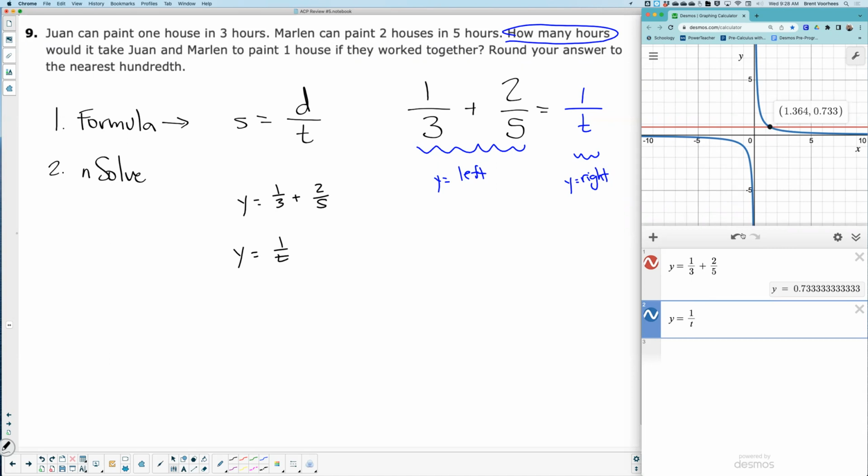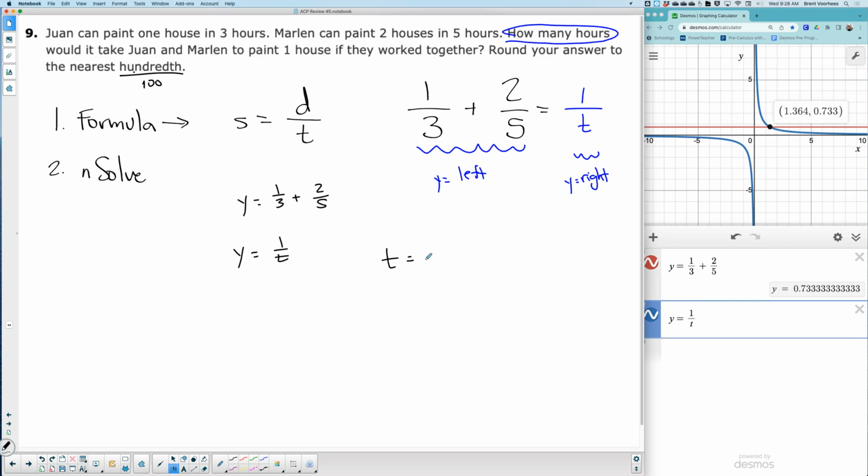What did I type in wrong then? No, 1.364? Oh, okay. I thought you all said 1.0 something. Okay, so 1.364, that would be the answer here. That would be the amount of time. So it says round your answer to the nearest 100. How many zeros are there in 100? 100 has 2 zeros, which means you need 2 decimals. Would it be 1.36 or 1.37? 1.36. 4 is less than 5, so you just cut it off there. 1.36, and this would be in hours.